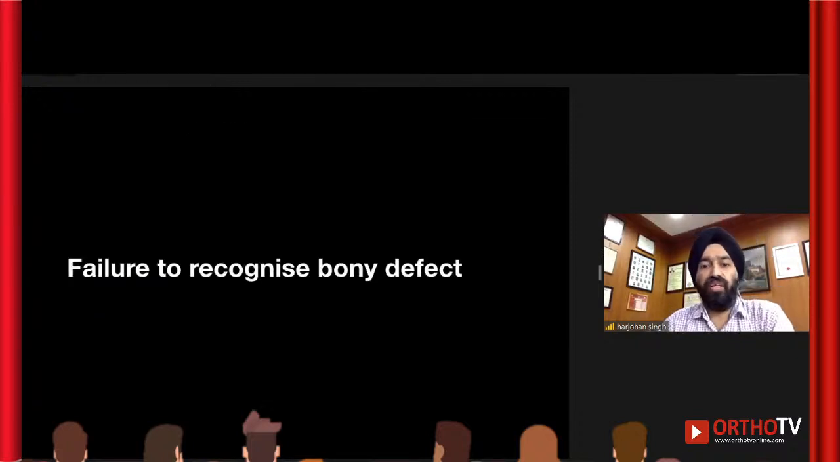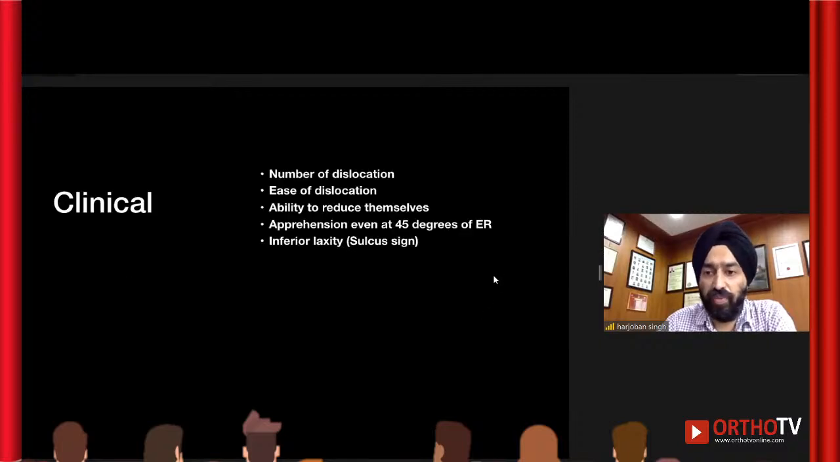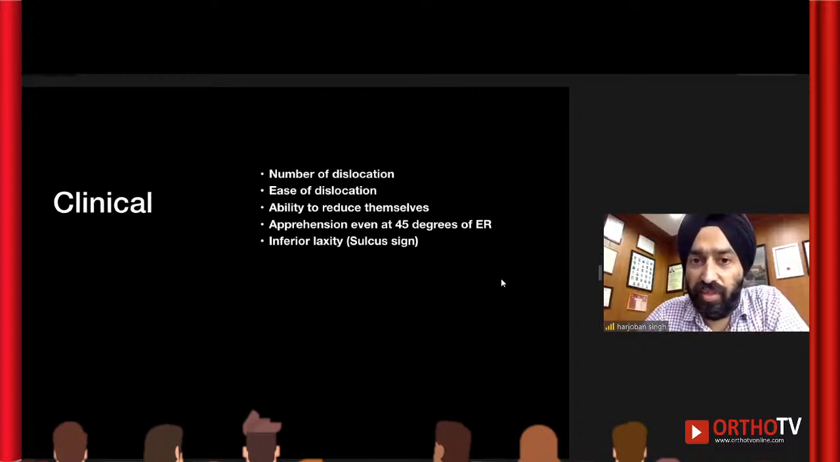So basically, it is a failure to recognize the bony defect which leads to failure. It's not just a soft tissue lesion, but there's a bony element involved as well. So how can we assess the bony defects? First is the clinical assessment. It depends on the number of dislocations the patient had, and ease of dislocation. Basically, some patients present with dislocation happening in sleep, which shows that the shoulder can come out so easily that it's very unstable. Also the ability to reduce themselves, apprehension even at 45 degrees of external rotation, and inferior laxity.